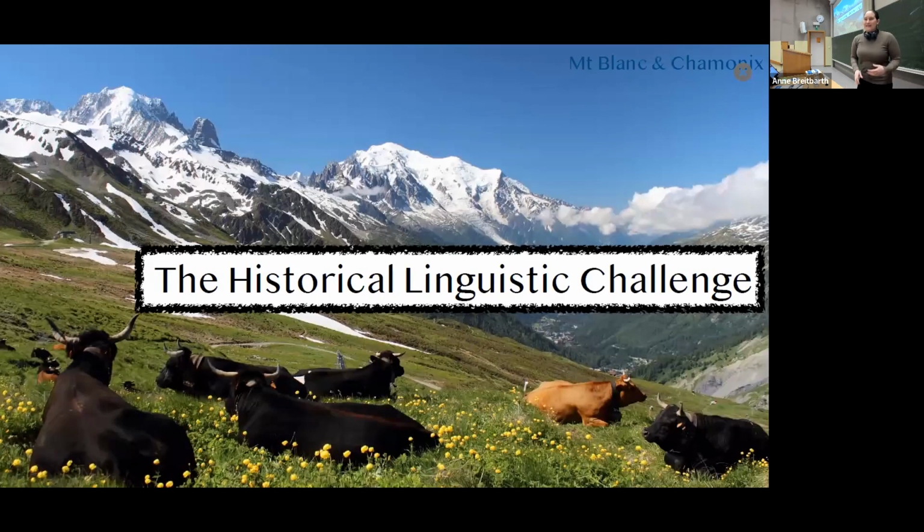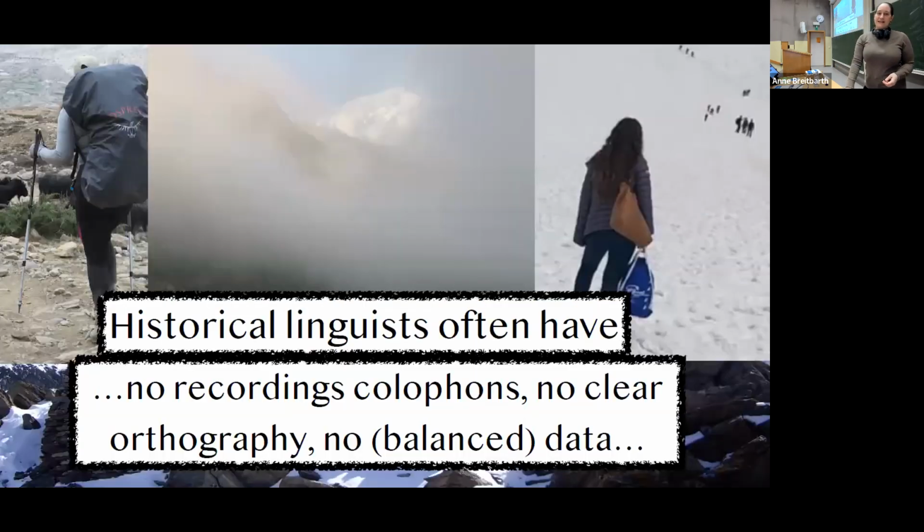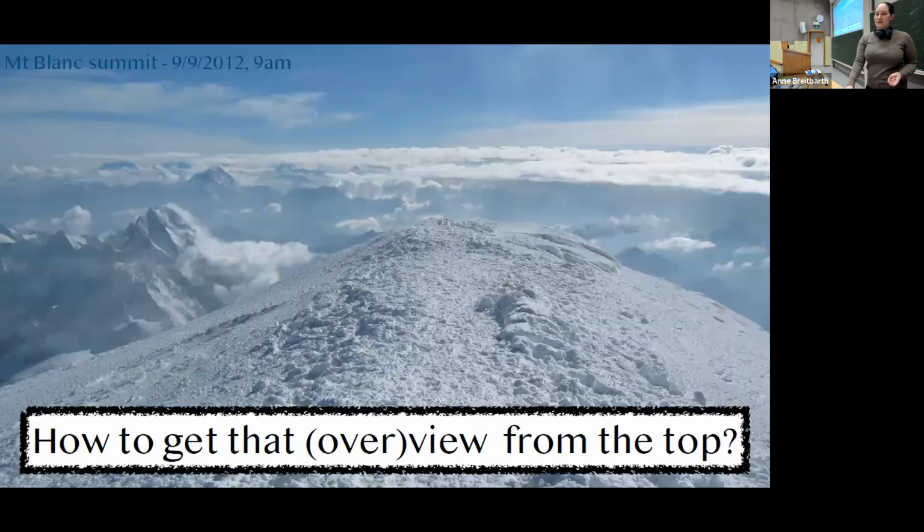So basically, we talked about the historical linguistic challenge and the idea that we want to do linguistic research, but we don't have the resources that people who work on, let's say, modern languages have. So how can we solve that issue? I said that we often don't have colophons, we often don't have recordings, we have no clear orthography, no balanced data. So we're trying to overcome all of these issues because we'd like to get a view from the top and get the most out of our data.